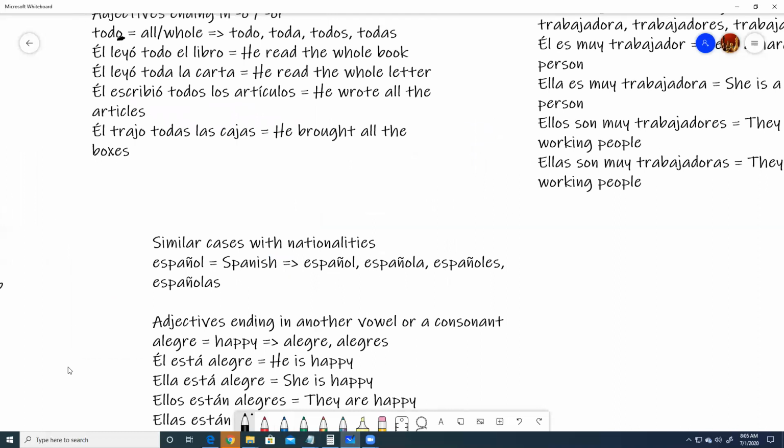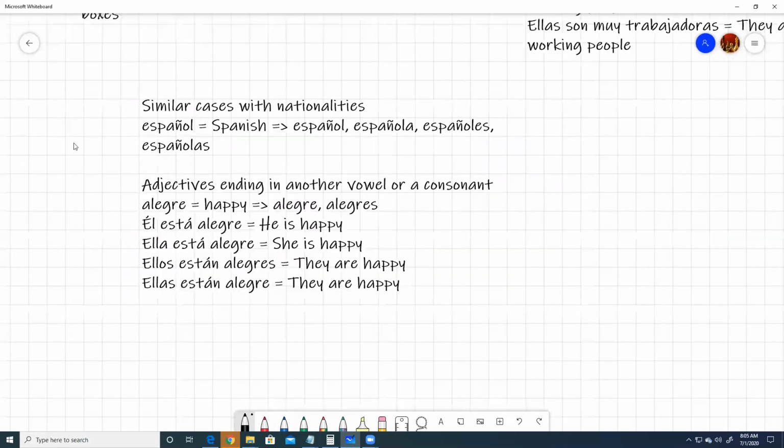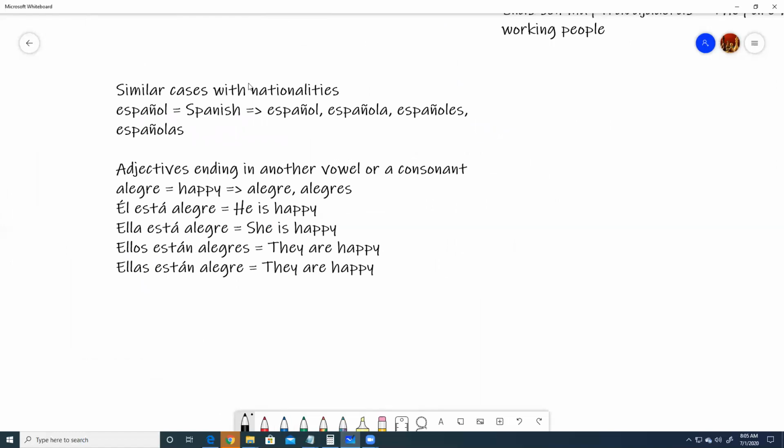Okay, so here we have the case of español, Spanish. And for Spanish, you can have español, española, españoles, españolas. Okay. So you have the 4 options that are different in the ending: O, A, OS, and AS.